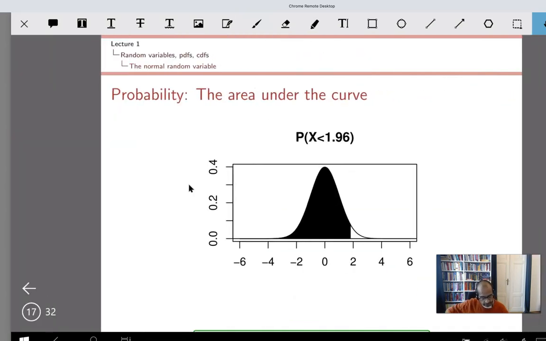Okay, so this is what I'm showing you here. Whenever I want to know the probability of observing, let's say, 1.96 or something less than that in a normal distribution with mean 0 and standard deviation 1, I will have to compute the area under the curve, which is the shaded region here. And this is how I will write that mathematically.